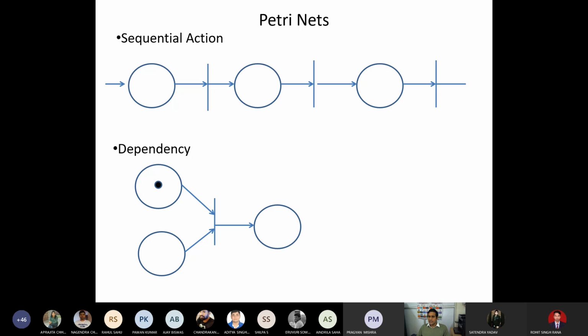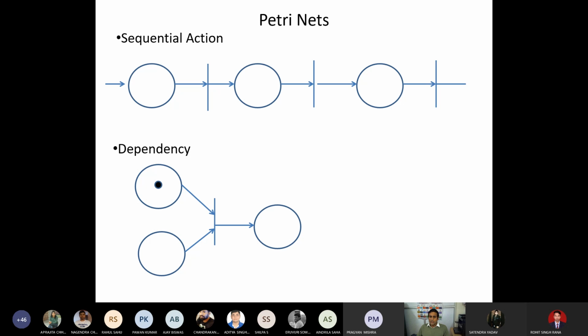Now you can see in this case what is happening. Will this transition be fired? No. Why is it not fired? Because one of the input places has no token. That means this process is waiting. Unless or until this input place gets a token, this transition cannot be fired.